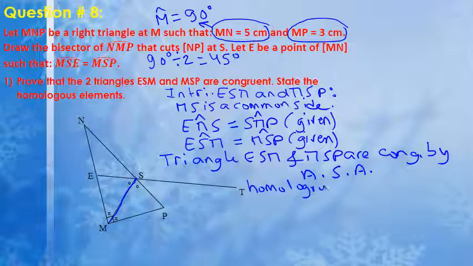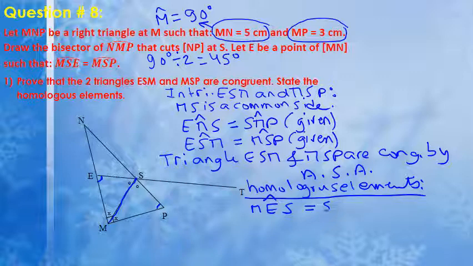After proving that these two triangles are congruent, we should name the homologous elements. The homologous elements means what are in these two triangles the equal sides and the equal angles. We have a remaining angle, which is this angle MES will be equal to angle SPM. These two angles will be equal, and we have side EM will be equal to side MP, side ES will be equal to side SP. These are the homologous elements.